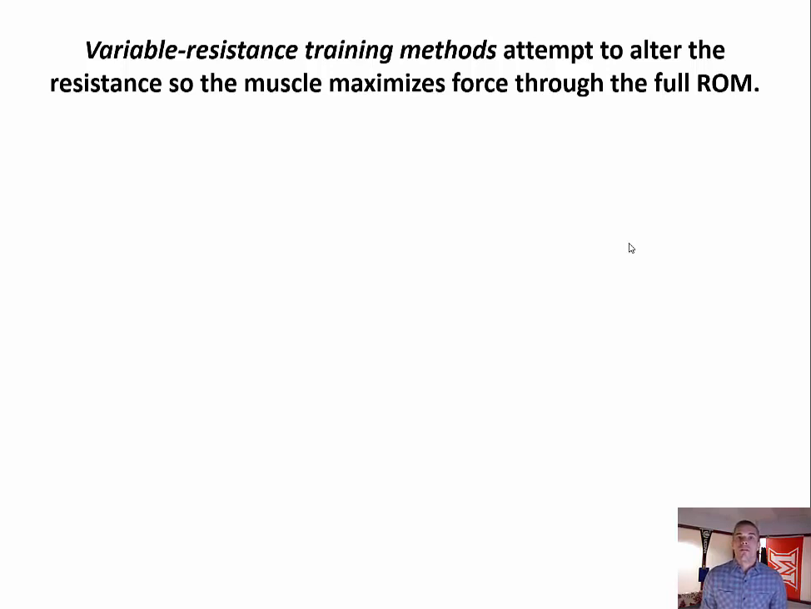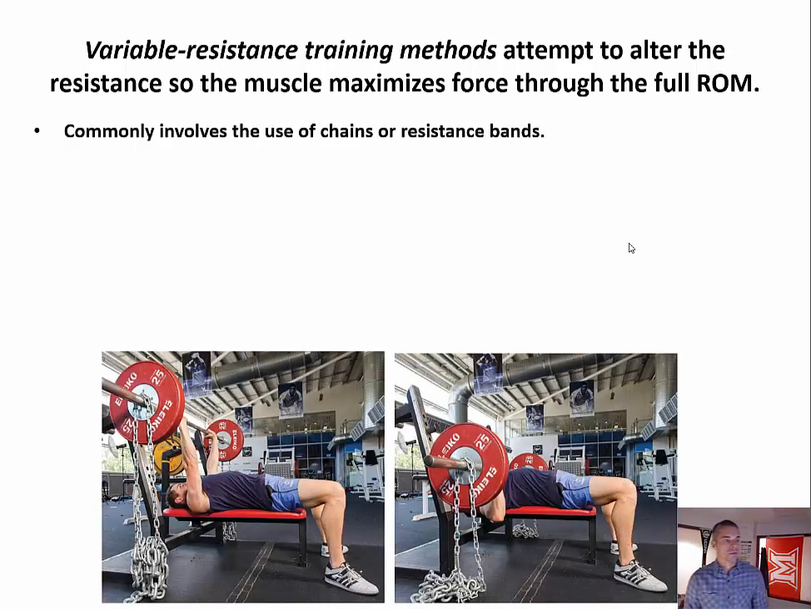We can also talk about variable resistance training methods that attempt to alter the resistance so the muscle maximizes force through the full range of motion of the joint. Variable resistance training methods commonly involve the use of chains or resistance bands. So you can see here in this picture, the athlete has the chains wrapped around the ends of the barbell in the bench press exercise.